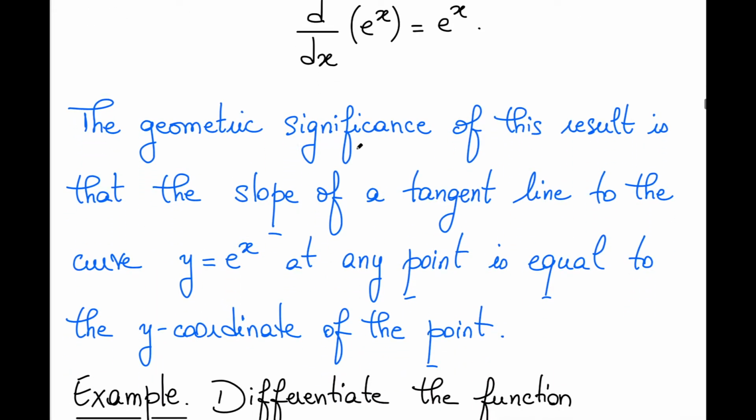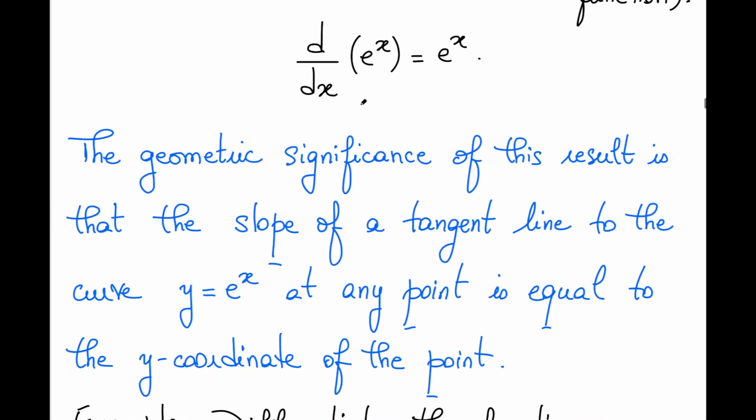I wrote here geometric significance, which means that any point on the curve looks like (x, e^x), correct? If the function here is y equals e^x, what does it mean? That means the geometric significance of this, if you have the tangent line, the slope of the tangent line is also e^x. So you can say that the slope of a tangent line to the curve y equals e^x at any point is equal to the y coordinate of the point. Okay.